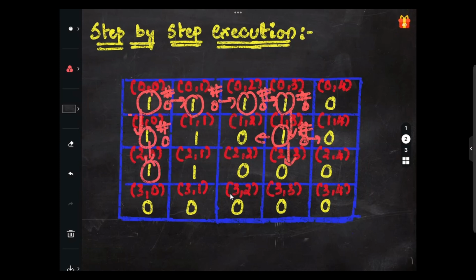Then again we'll come one more step down here, we'll mark this one as visited and we'll convert this one to 0. Again we'll come right here, we will mark this one as visited and we will convert this one to 0. Next we will move up, we will mark this one as 0 and convert this one to hash. We'll convert this one to 0 and mark the cell as visited by considering hash, right?